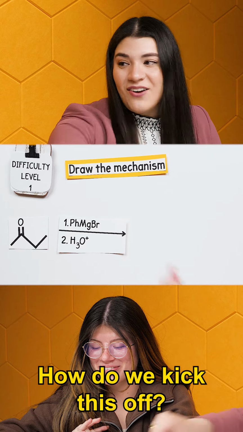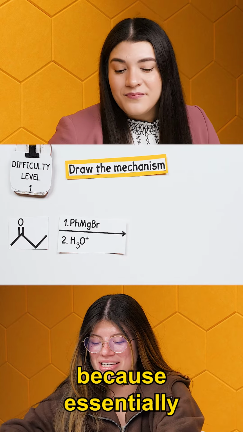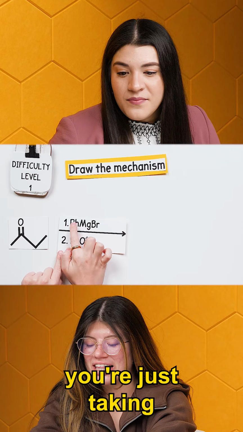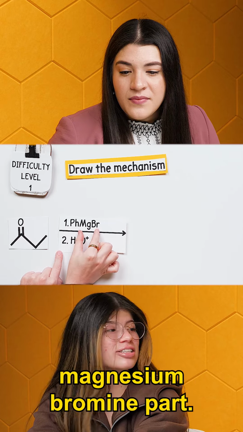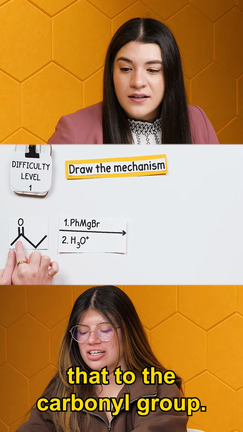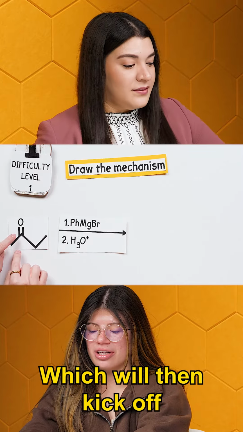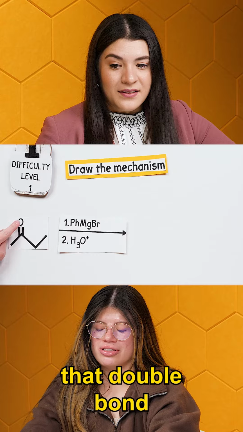How do we kick this off? Okay, this is actually not too bad because essentially you're just taking this group that's not the magnesium bromine part and attaching that to the carbonyl group, which will then kick off that double bond to the oxygen.